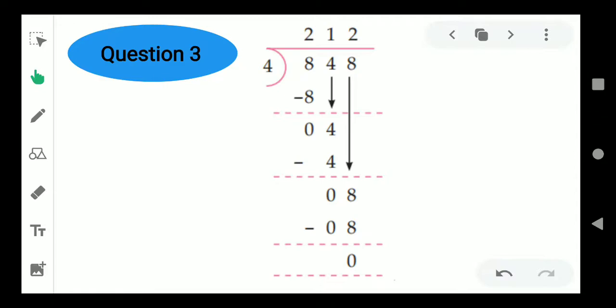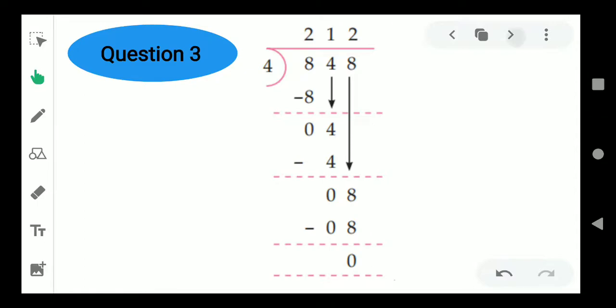Next question 3. 848 divided by 4. In 8, how many 4s are there? 2. 2 into 4, 8. Now subtract, 8 minus 8 is 0. Take down the next digit. In 4, how many 4s are there? Only 1. 1 into 4, 4. Now subtract it. 4 minus 4, 0. Taking the next digit, 8. In 8, how many 4s are there? 2. 2 4s are 8. Now subtract it. 8 minus 8, 0.